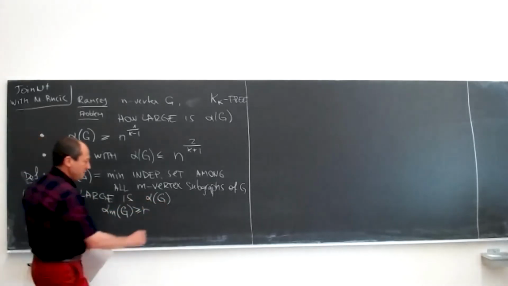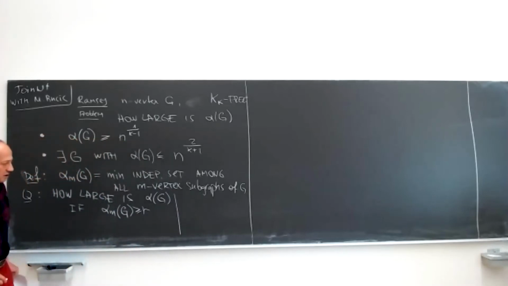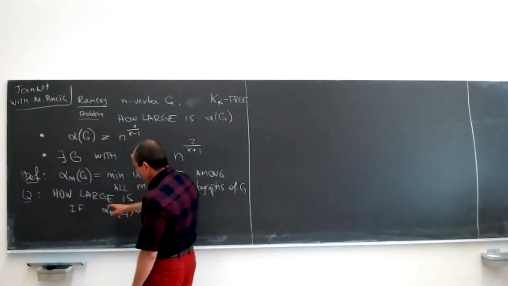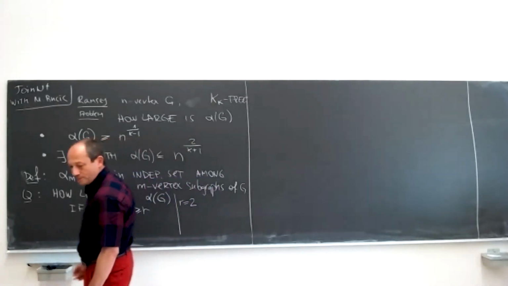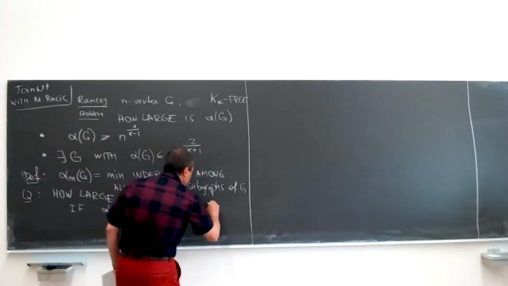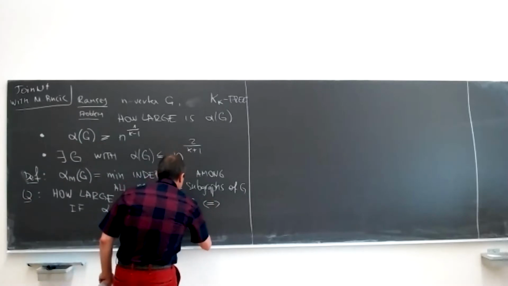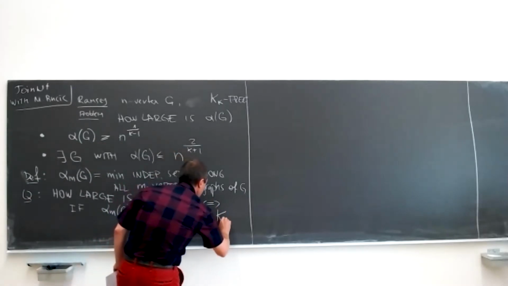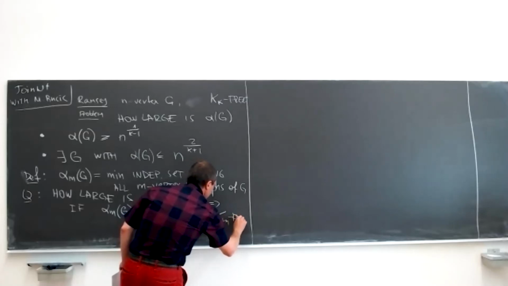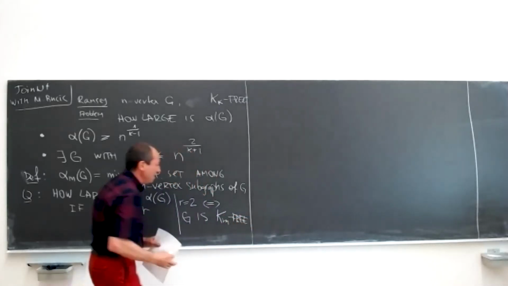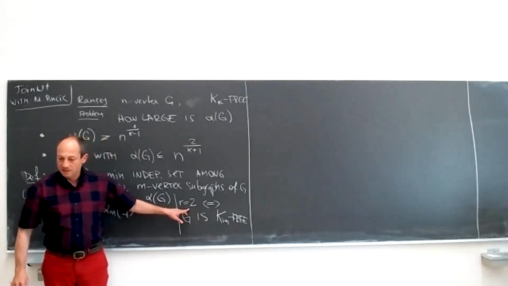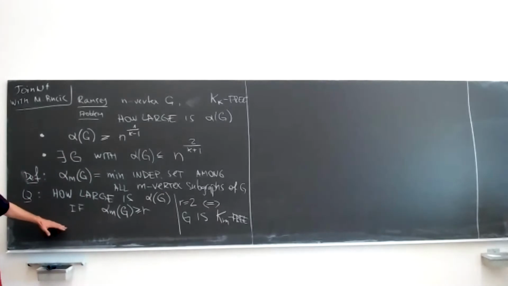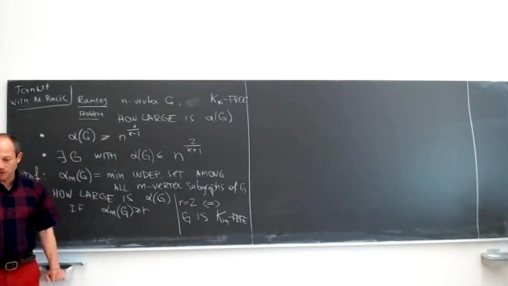Now observe that, a remark: it's indeed an extension of the Ramsey question, because if r equals 2, it's precisely equivalent to saying that G is K_m-free, because you're telling me that every subset of size m has an edge missing. So indeed, I'm asking a question which is more general than the Ramsey question. And this is the question I'm going to talk about today.